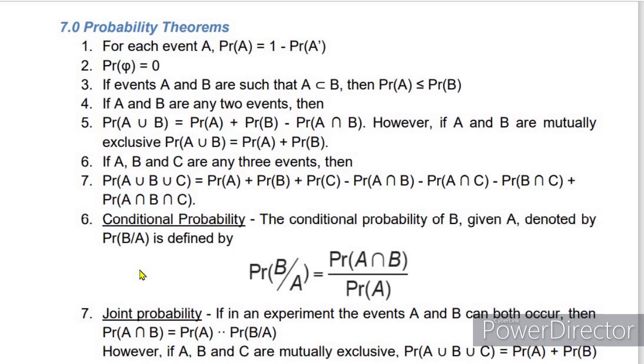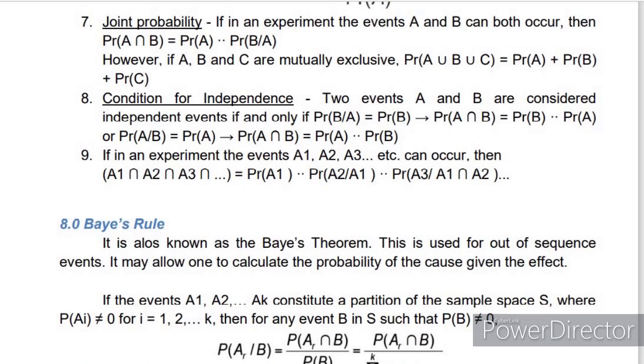Next, conditional probability. The conditional probability of B given A, denoted by the probability of random variable B over A, is defined by, so this is the formula for the conditional probability. Next is for joint probability. If in an experiment the events A and B can both occur, so A and B can both occur here, then the probability of random variable A intersection B is equal to the probability of random variable A, these two dots means multiplication. Okay, so this is another typographical error here. The two dots means multiplication. Take note of that. So the probability of random variable B over A. We will just multiply them if they are joint probability.